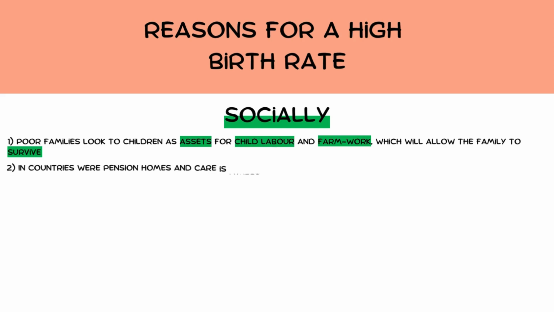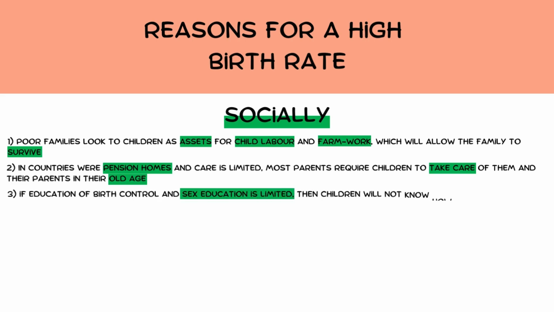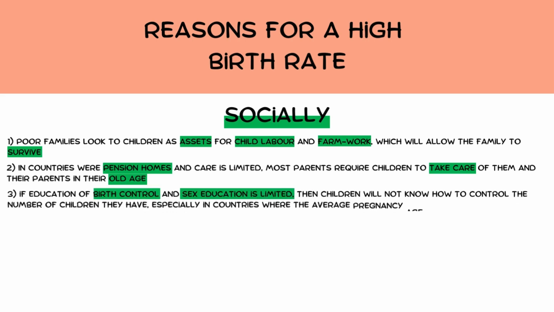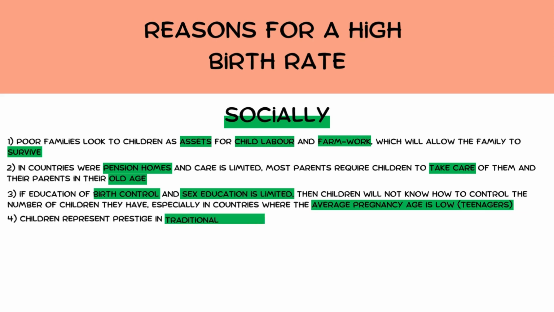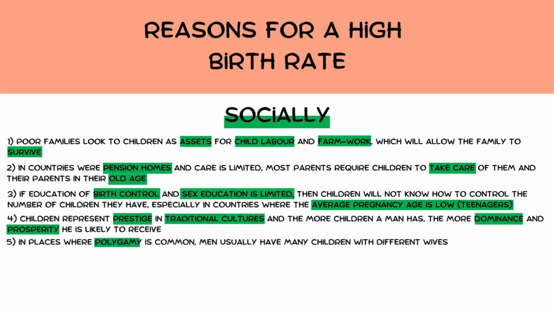2. Poor countries lack proper healthcare facilities and pension provisions, meaning that children are used to take care of the elderly. 3. Poor countries often lack good education systems for sex education and contraception, so women often have children at a very early age. 4. In traditional cultures, children are seen as a power symbol, so more children resemble greater prestige. 5. Some traditional cultures favor polygamous relations, which are marriages of more than two people. This means that men will often have children with several women.